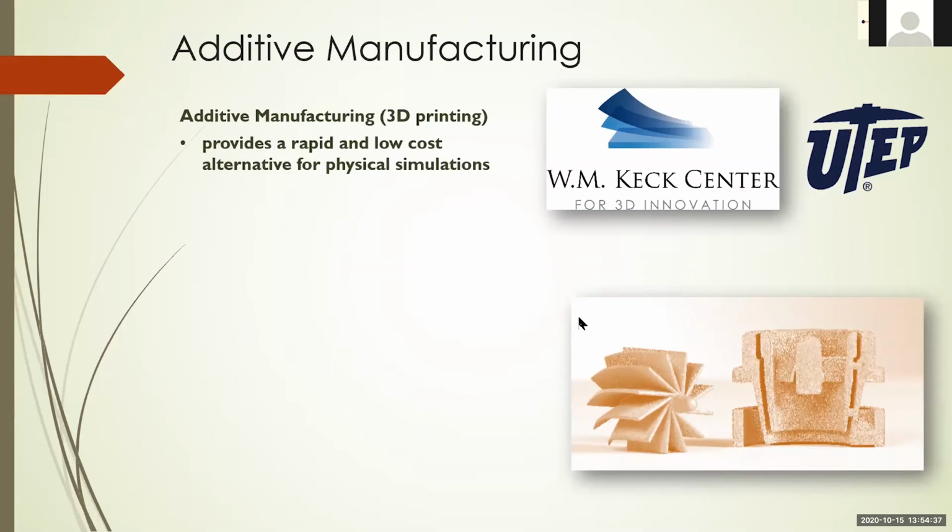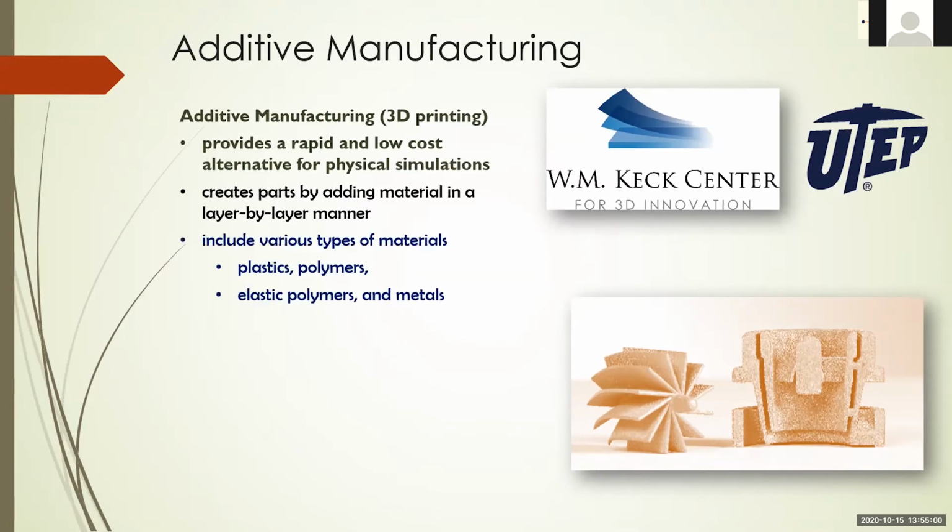Another type of prototyping is additive manufacturing, also known as 3D printing. So what we can do here is create parts by adding material in a layer by layer manner, okay? So you can show something physical to the customers. They are relatively cheap to build, and when they are not too big, you can do it within a good amount of time. You can do it for plastics, polymers, metals, and they have started using other types of materials.